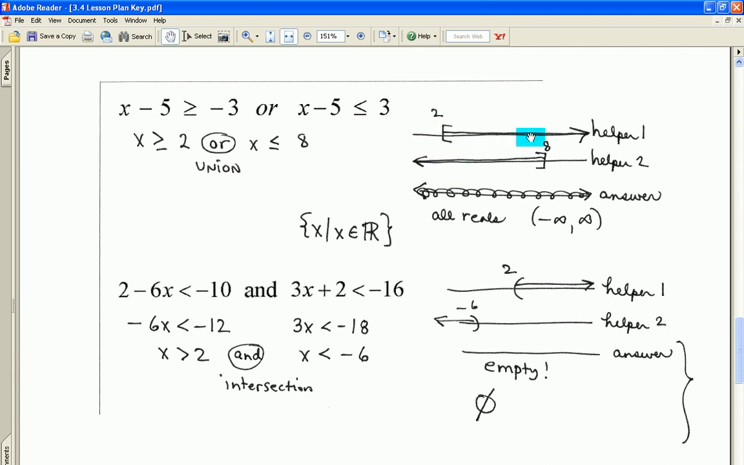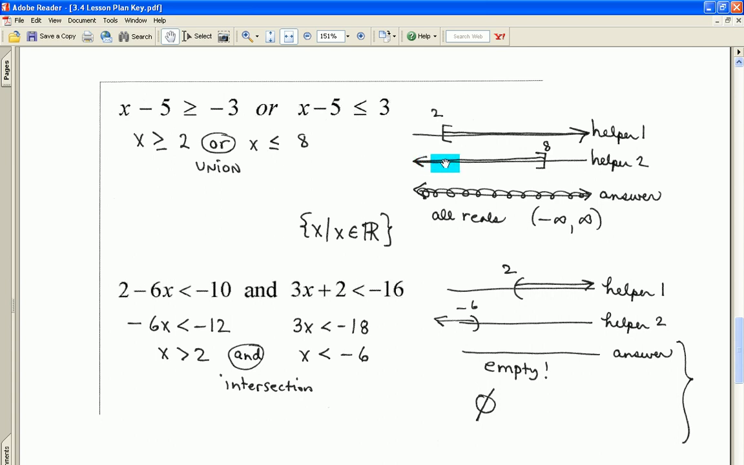Not stop with just the numbers between 2 and 8. That's what AND would do. But these numbers come along also, as well as these numbers. Okay? In other words, what I end up picking up is the entire real number line. To get into an OR answer, you only have to appear in one of the helper graphs.